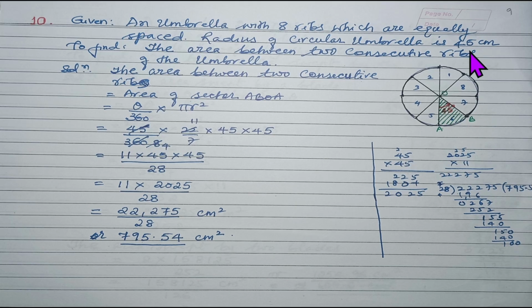The radius of the circular umbrella is 45 centimeters. We have to find the area between two consecutive ribs of the umbrella. We have to find the area of the sector, rather.